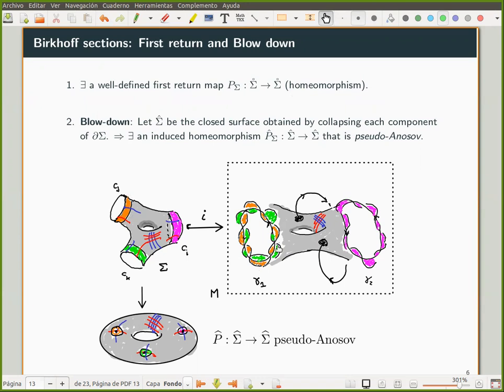And well, the first return map on the interior passes down to the quotient, and we have a map P hat that's called the blowdown map associated with the Birkhoff section. And in the Anosov case, it can be seen that this map is a pseudo-Anosov map. Okay, and this is basically because the stable and unstable manifolds of the flow, when they intersect the interior of this surface, determine two invariant foliations which are contracted and expanded by the first return map.